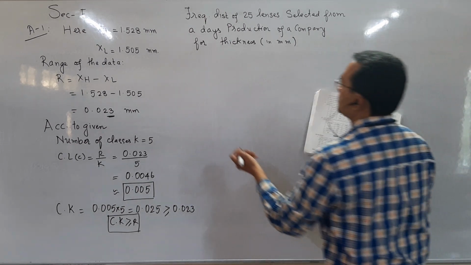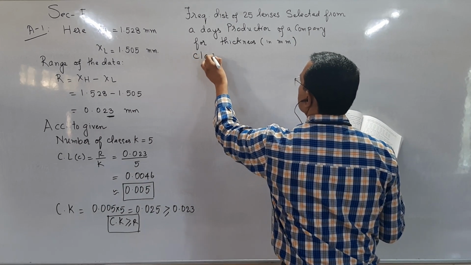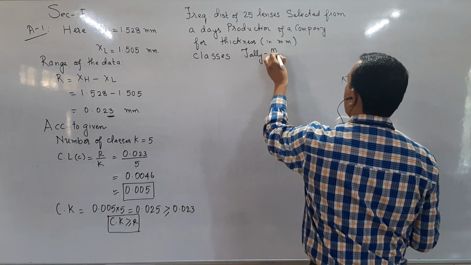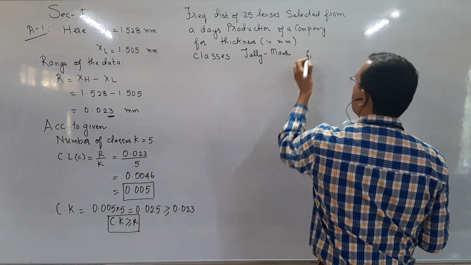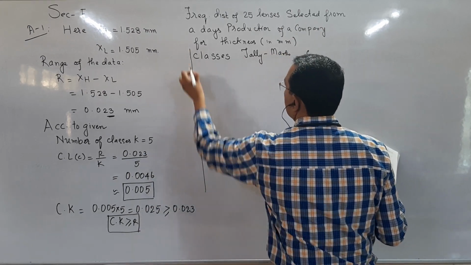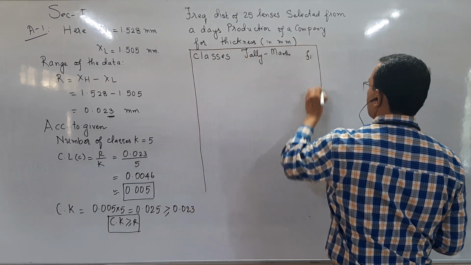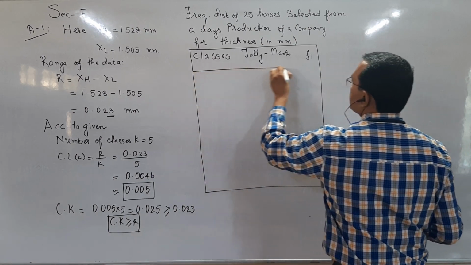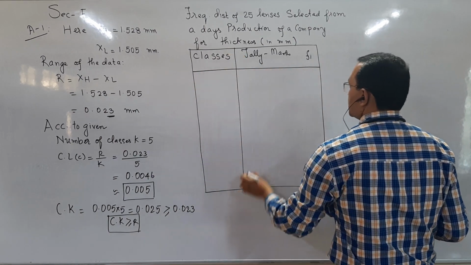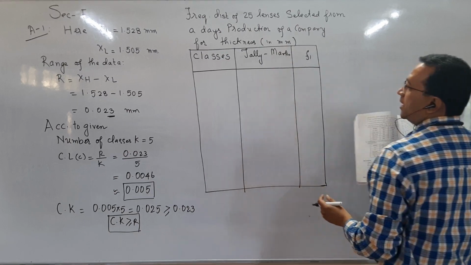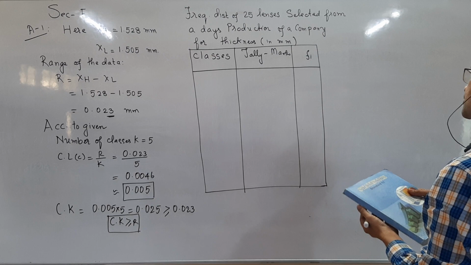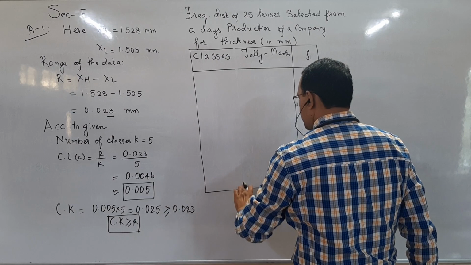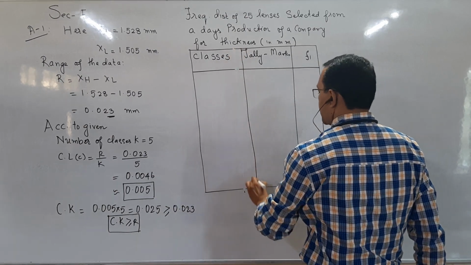Now students, the columns are classes, tally marks and frequency f. If I border the table, it will be in this form. We have to prepare only 5 classes. Classes, tally marks and f. Okay, students, we will make a little bit wider column for classes as we have to write in decimal.